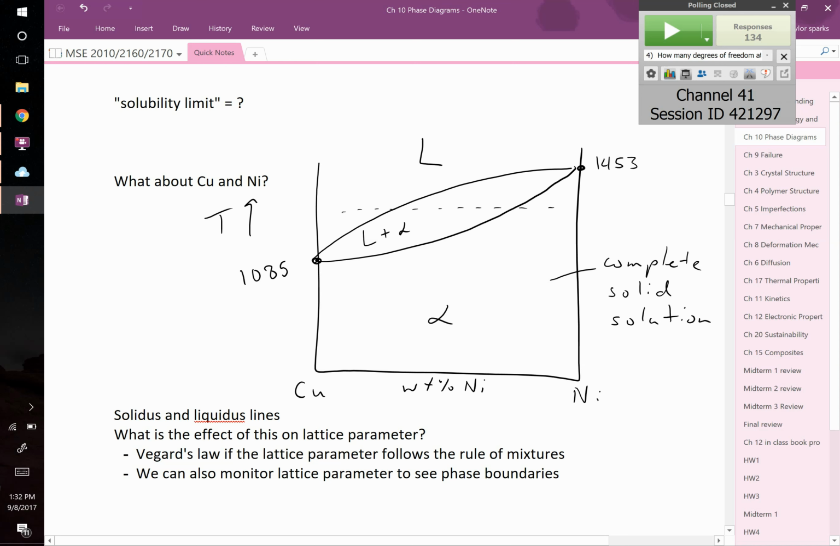Any questions so far on this? Does it matter if it's alpha plus? Yeah, you can write L plus alpha or alpha plus L, same difference. It's just saying what phases are present.